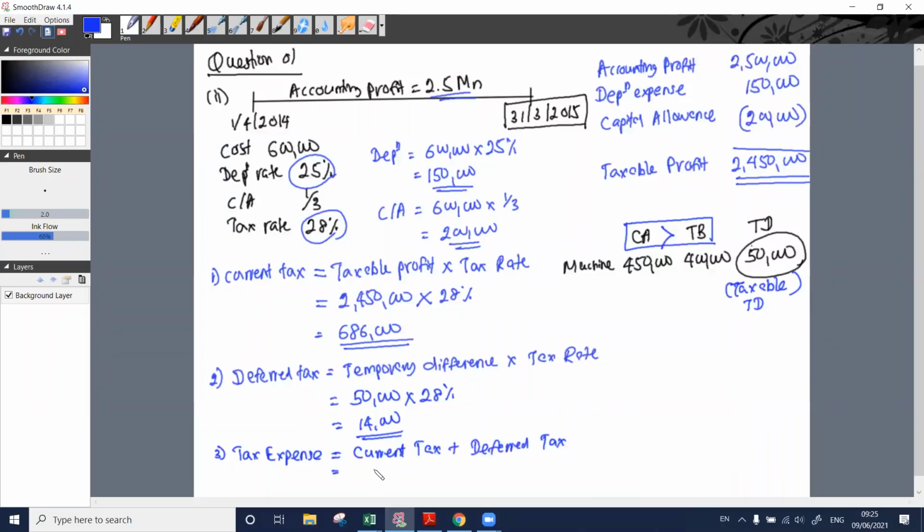එතකොට current tax අපි කැල්කුලලා අපිට ආව කීයක්ද? 686,000. Deferred tax 14,000. Therefore total tax expense is what? 700,000. This is the total tax expense. Right? If you understand these terms well, then it is easy. It will be easier for your calculations as well. Current tax කියලා කියන්නේ මේ, deferred tax කියලා කියන්නේ මේ වගේ දෙයක්. Tax expense with understanding, you know.